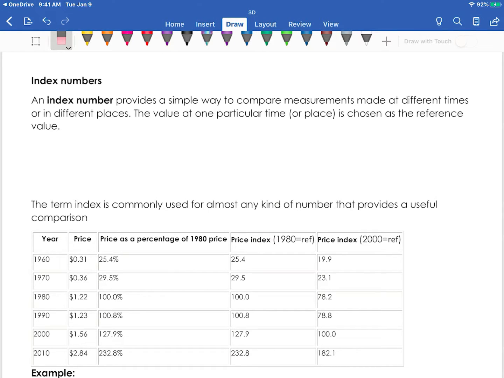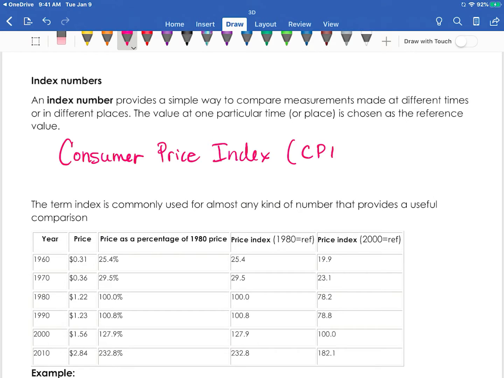In this section, we're going to talk about index numbers. In general, an index number is used to compare measurements made at different times. One of the most common index numbers, which we're going to talk about a lot in this section, is called the Consumer Price Index. You'll see it abbreviated CPI.